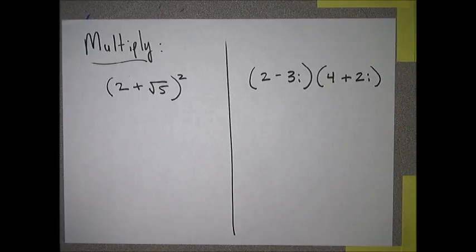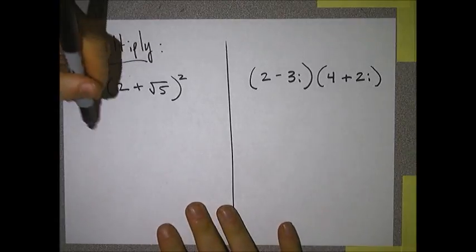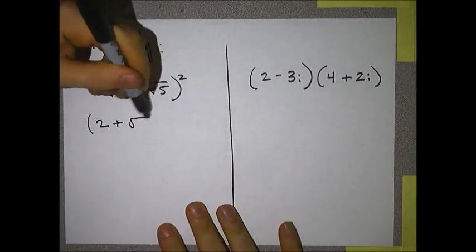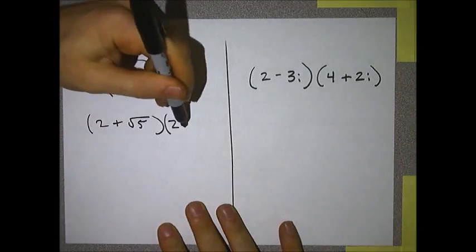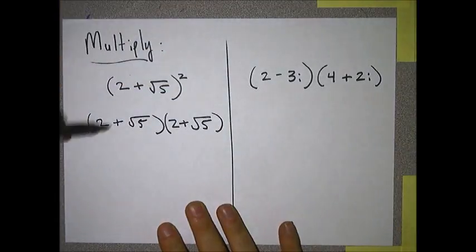Okay, we have 2 problems. Both say multiply. In the first one, if you have a quantity squared, it means you want to write it twice and FOIL. So if I write this twice, this is 2 plus root 5 and 2 plus root 5. So we're going to FOIL.